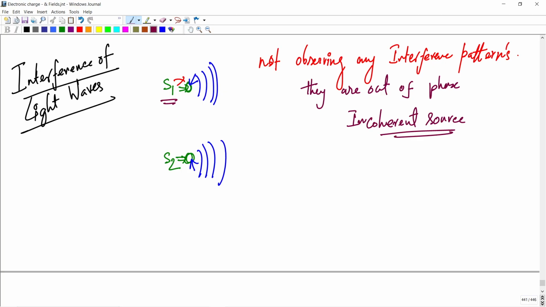So these two sources need to be coherent sources. Actually, when we turn on these two lamps, there is some time difference, that's why they are out of phase. There can be a millisecond or nanosecond difference, or error, so they are obviously out of phase. So you do not observe any interference pattern.